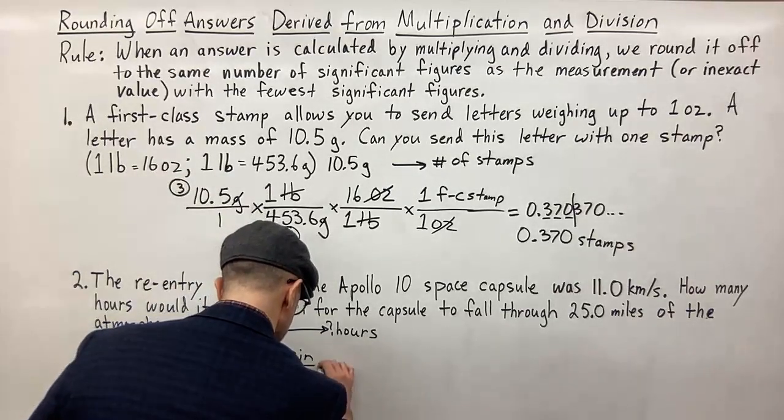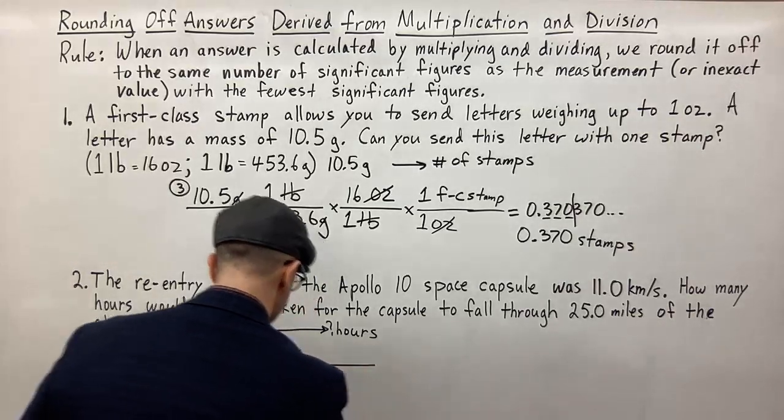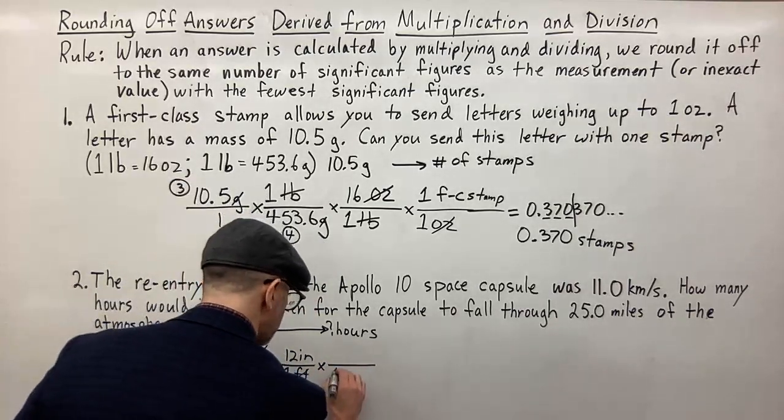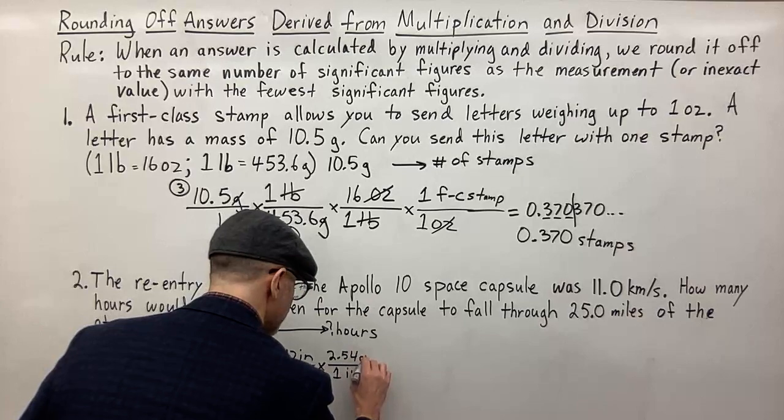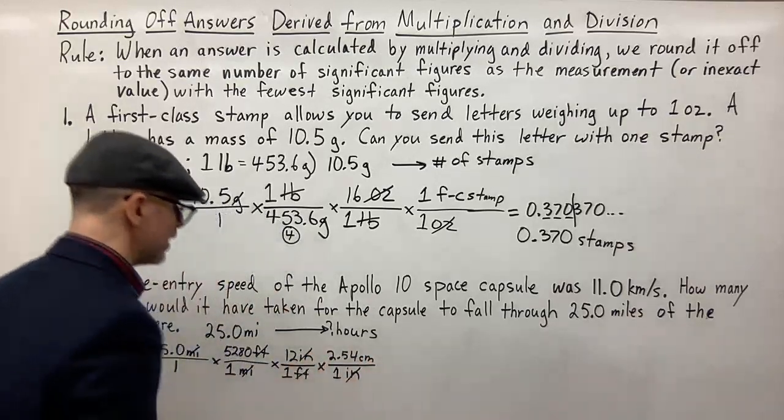So put in another conversion factor. On the bottom, we're going to have 1 inch. On the top, I'm going to have 2.54 centimeters. So inches cancel out.